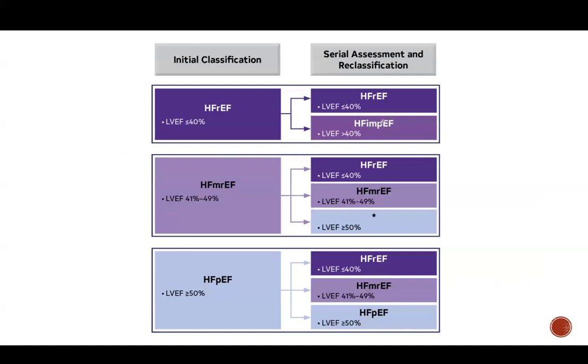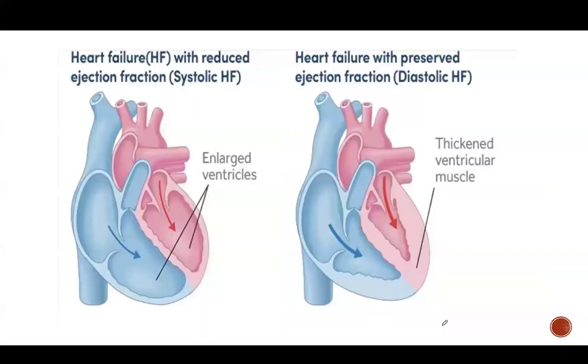So there is one more entity called heart failure with improved ejection fraction, where a patient who initially had reduced ejection fraction, that is, EF of less than 40%, after guideline therapy, after medication therapy, the ejection fraction improves to more than 40%. So heart failure with reduced ejection fraction was traditionally called systolic heart failure, and heart failure with preserved ejection fraction was traditionally called diastolic heart failure.